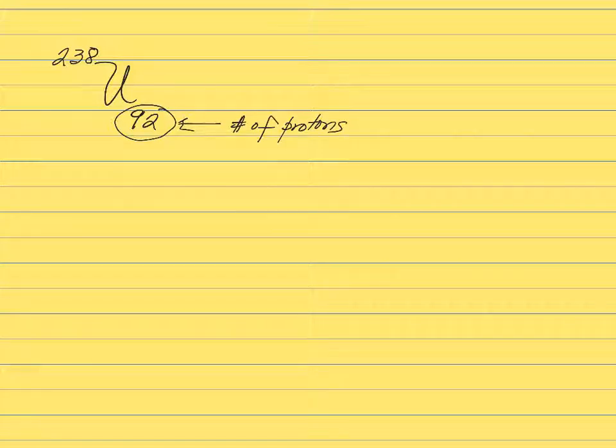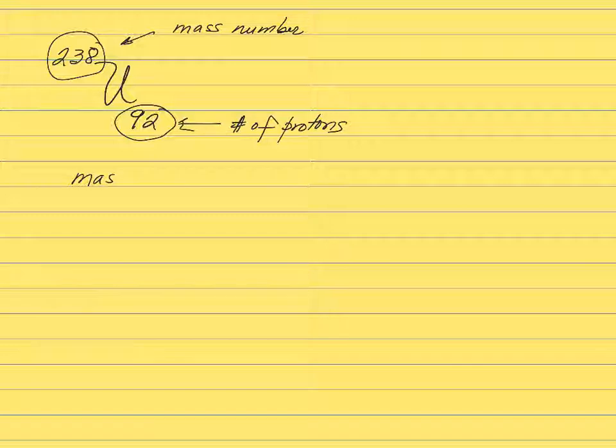Uranium. If you look in the periodic table, the atomic number for uranium is 92. Let's say that I have uranium 238. Remember that this number over here is giving me the number of protons, and this number over here is giving me the mass number.